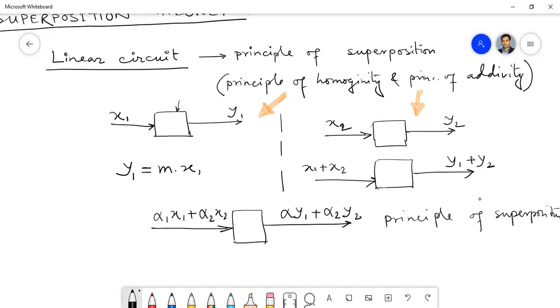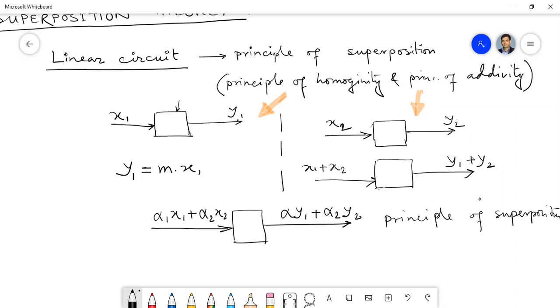Practically speaking, no system, no circuit, no element is ideally linear. Everywhere we will get some sort of non-linearity. But for the sake of simplicity, we generally neglect that non-linearity and convert to linear circuits.